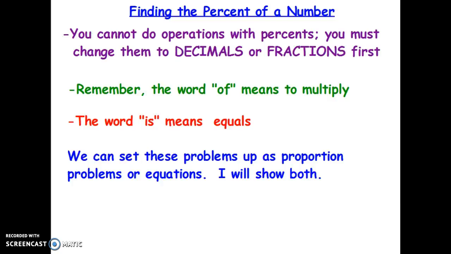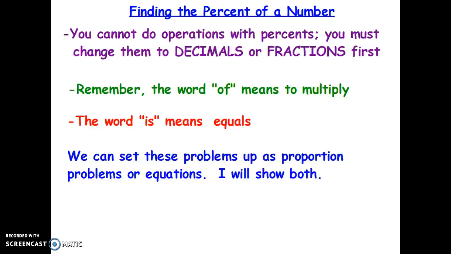Alright, so we're going to talk about finding the percent of a number. Just a few reminders from the past couple of days. We can't do operations with percents. We have to change them to decimals or fractions first. Something we might not know is the word "of" means to multiply. The word "is" means equals. And we've seen that we can set these problems up as proportion problems, or we can set it as an equation. And I'm going to show you how to do both today.